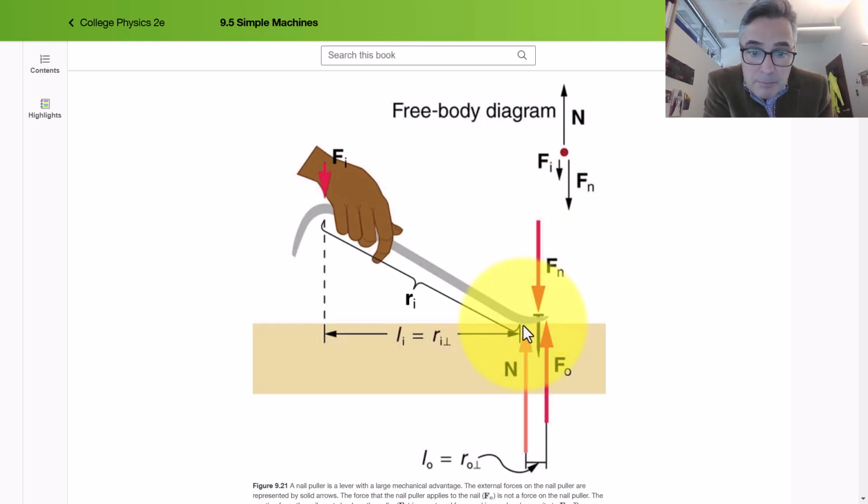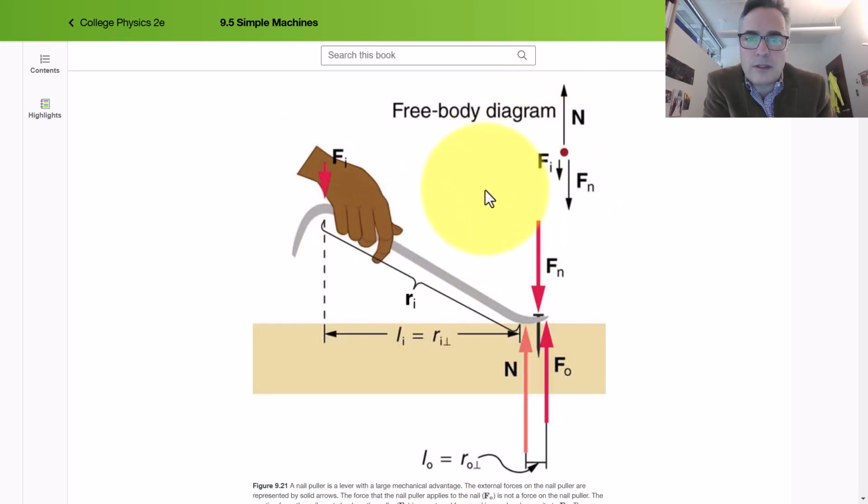So there is a pivot point, which is right about there where the crowbar kind of touches the ground, and they've tried to put a little line there. And then there's the downward force of your hand applied over here, the pivot, and then an upward force on the nail here. And so the idea is that this upward force on the nail is Fo, I guess, and the downward force that you push on the crowbar is Fi, the input force.